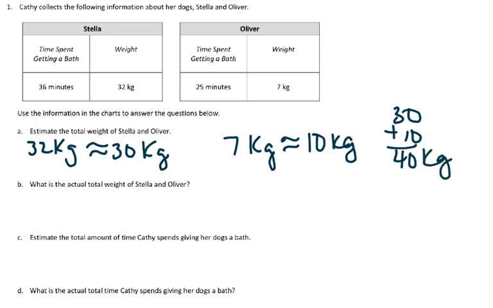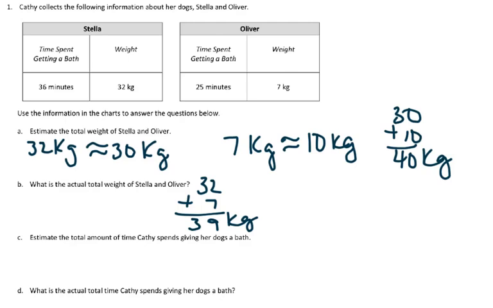Okay. So what is the actual total weight of Stella and Oliver? So we'll add 32 and 7, which is 39 kilograms, which is pretty close to our estimate of 40 kilograms, so that's good.